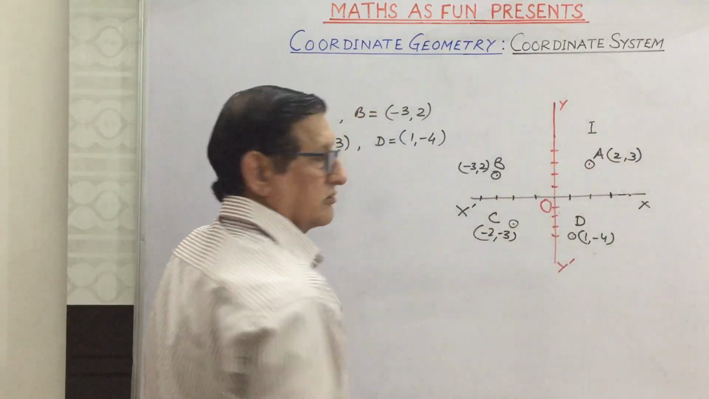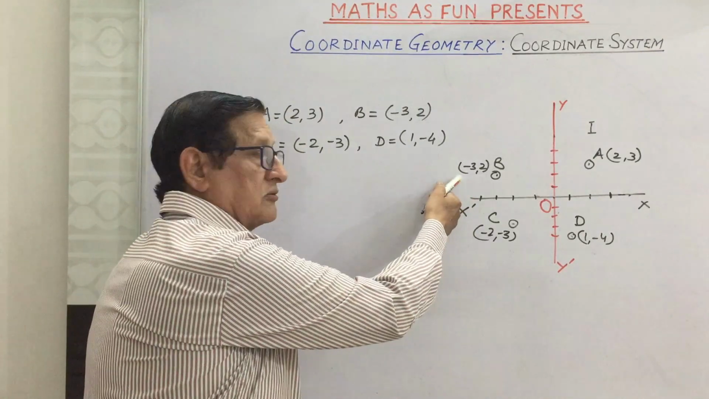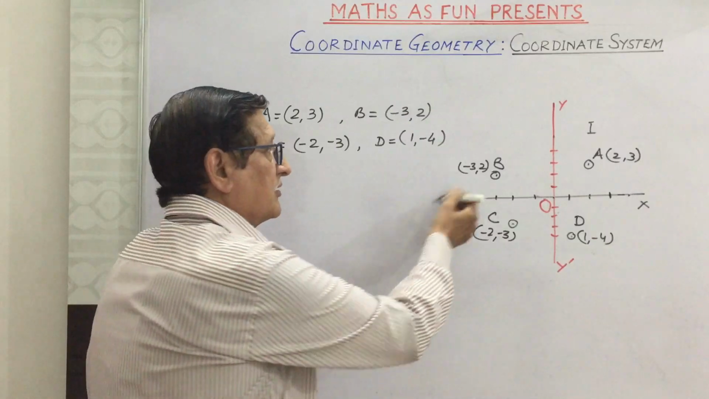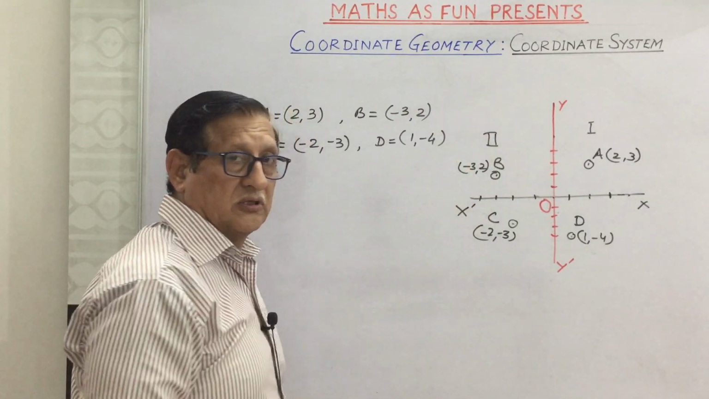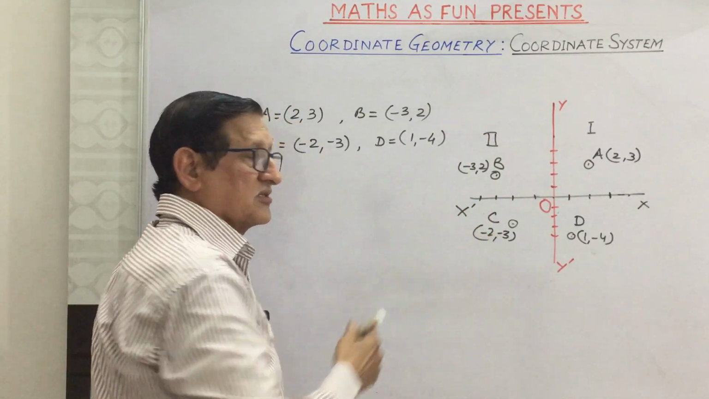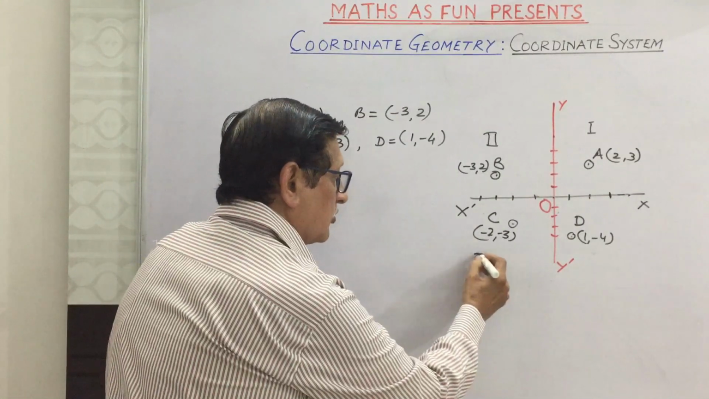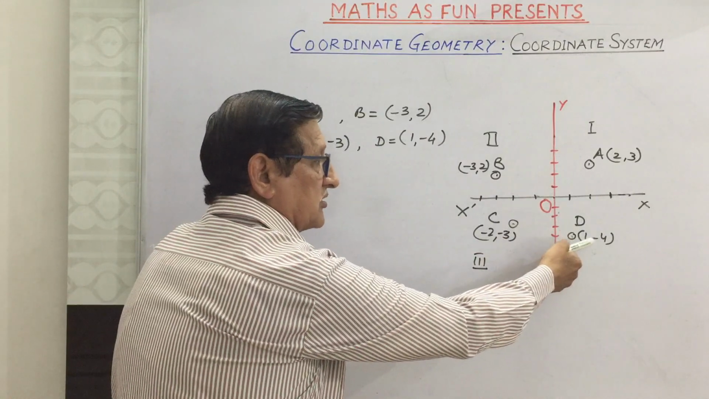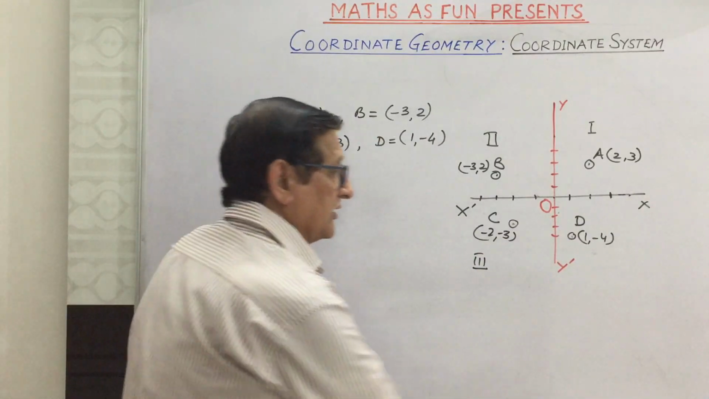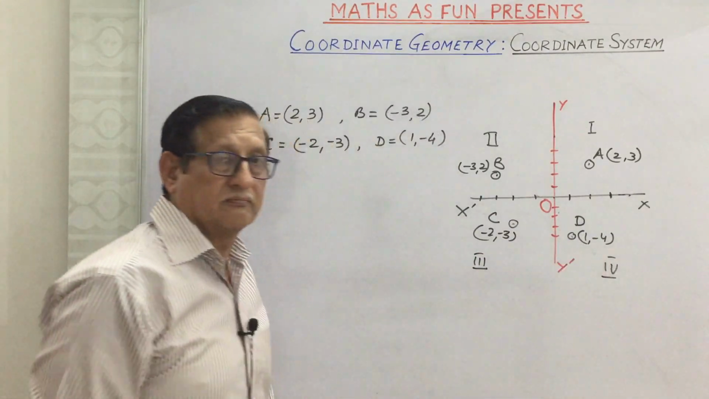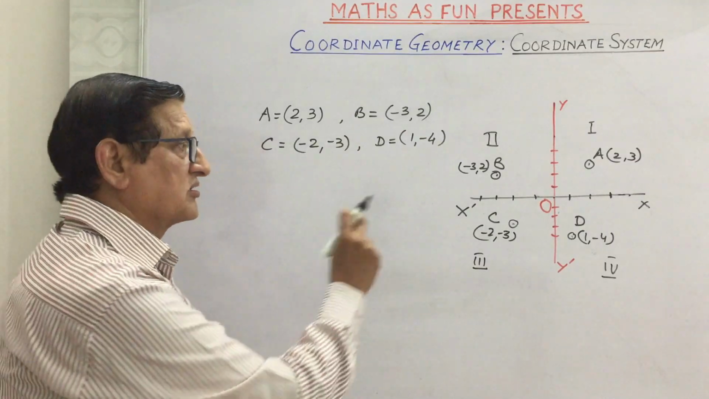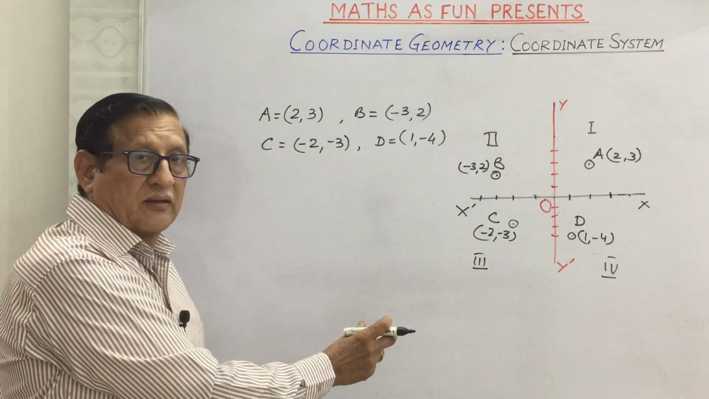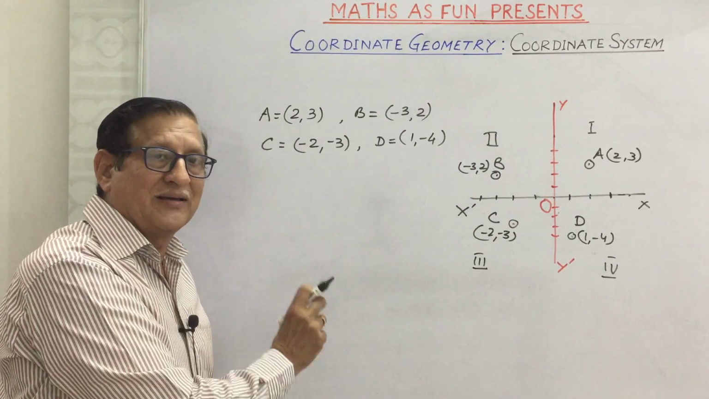What we find here, that point A, whose both the coordinates are positive, is lying in the first quadrant. B, whose first coordinate is negative, second is positive, is lying in the second quadrant. C, whose both the coordinates are negative, is lying in the third quadrant, and D, whose first coordinate is positive, second is negative, lies in the fourth quadrant.